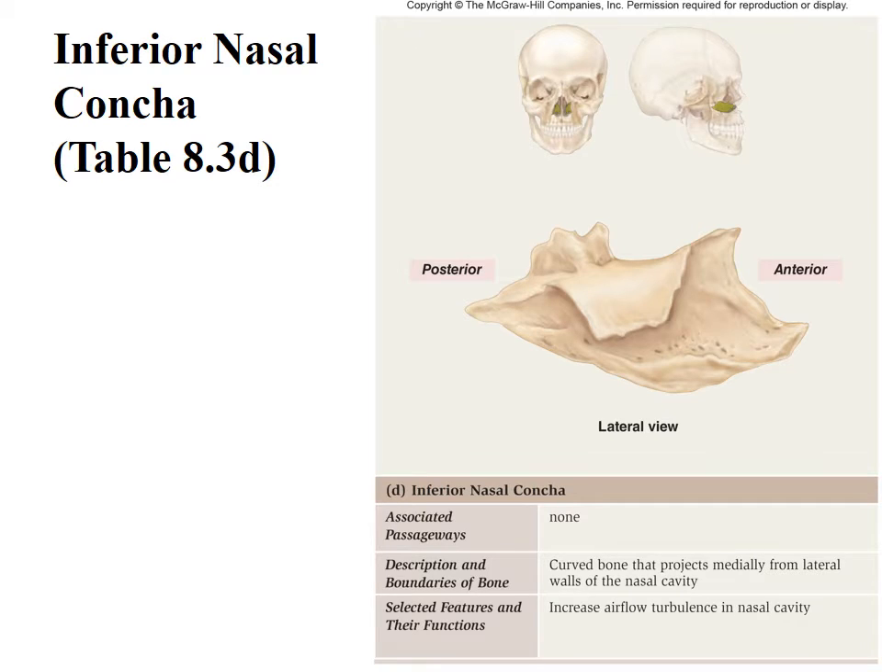The inferior nasal concha is a bone that is found both on the right and left side of the nasal cavity. If we were referring to both concha, we would call them conchae. It would end with an E on the end in order to make it plural. So many times they are referred to in the plural, the inferior nasal conchae.